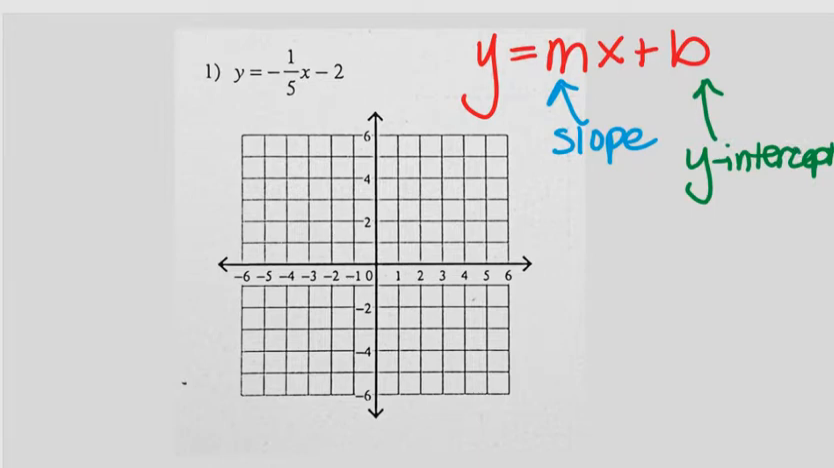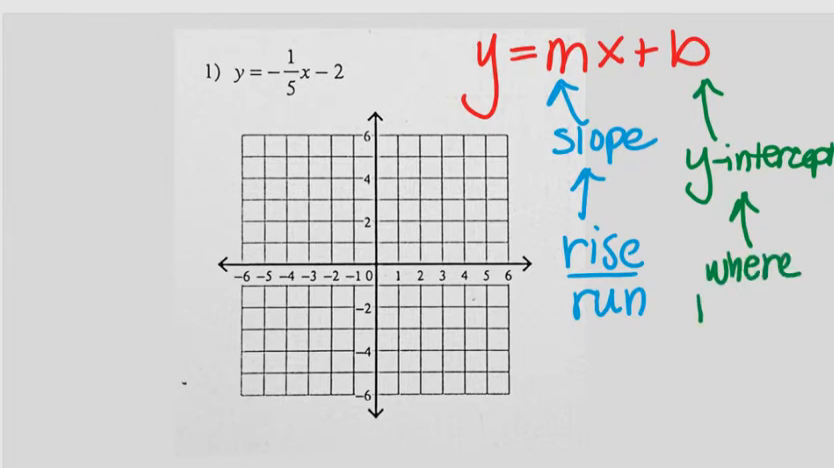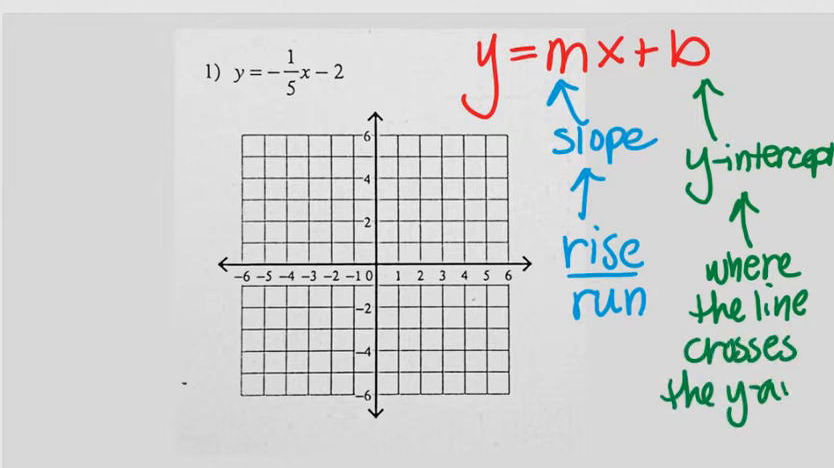Okay, remember the slope is our rise over run. Our y-intercept is where the line crosses the y-axis. So we want to find these two things on our graph.